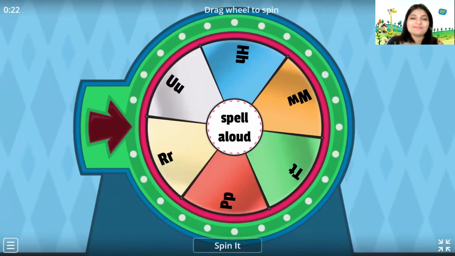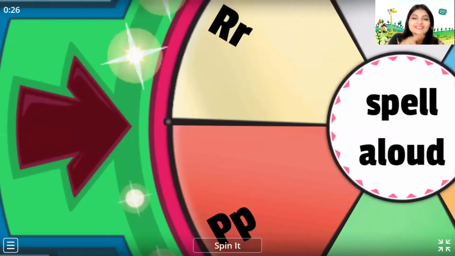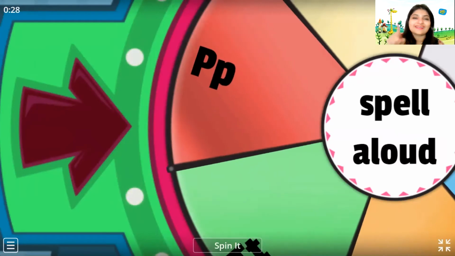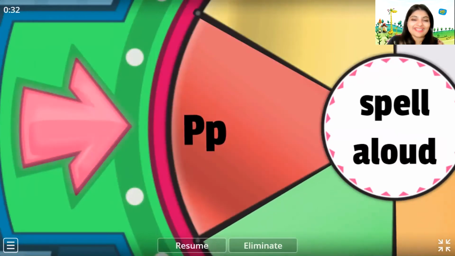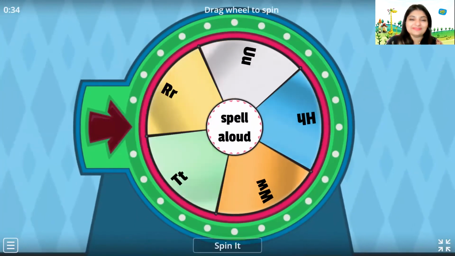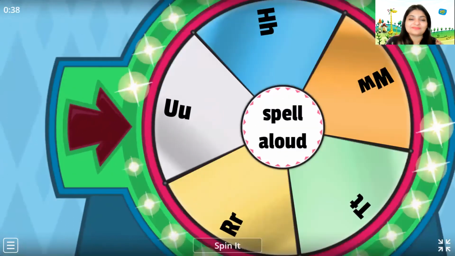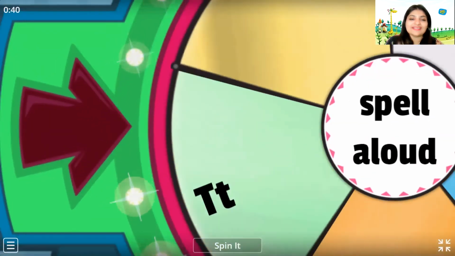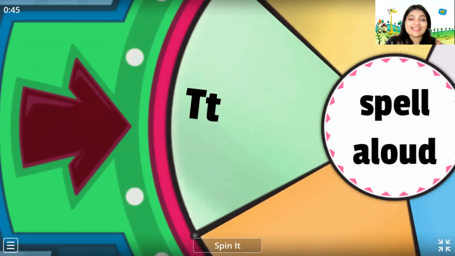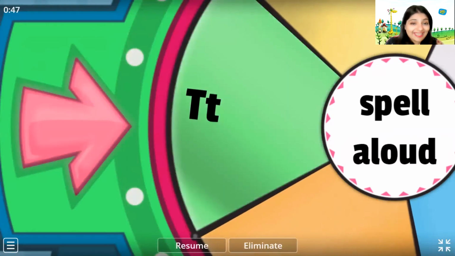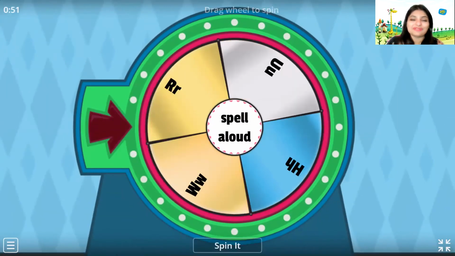Okay, let's spin it again. This is letter P. Lovely. Superb, children. Let us all spin it again. Which letter is this, my dear children? This is letter P. You are absolutely right. Good job, children. Good job.